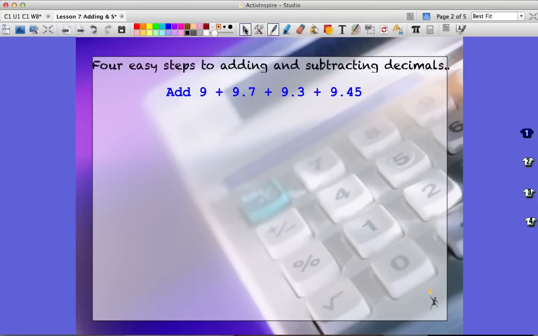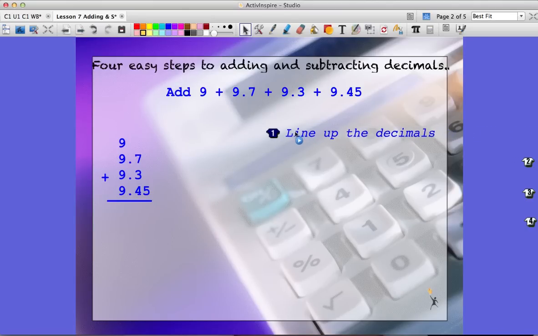So when we're going through this, the reason that that is so important is because of step 1. Step 1 is to line up the decimals. Now, if you don't have a decimal, you have to remember where the decimal goes. So in this case with the 9, the decimal goes behind it, so we would line the 9 up with the rest of the 9s from the other whole numbers. So we line up the decimals when we're adding and subtracting.